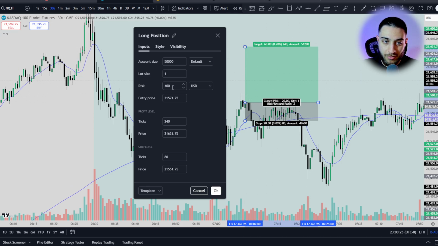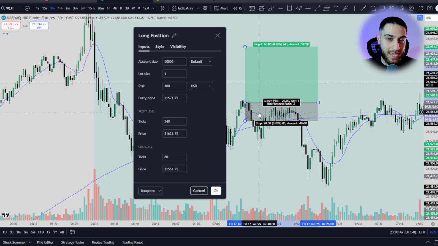So if we're risking $400 on this trade, if it goes in our profit and hits all the way to our take profit level, we're going to make $1,200, right? If we lose, right here in the amount, it says 49,600. That's how much you're going to be left with if it goes down here. And the amount you're going to have if it goes to your take profit, 51,200. So here you're losing 400, here you're making 1,200, 3x.